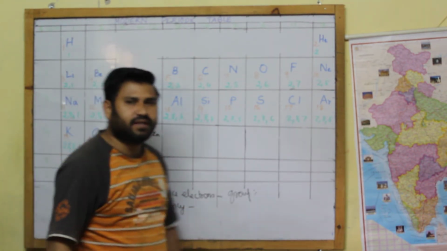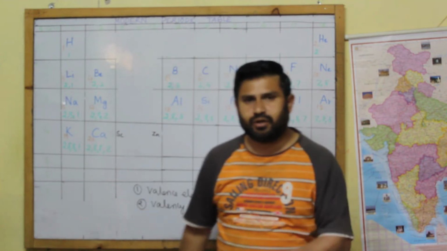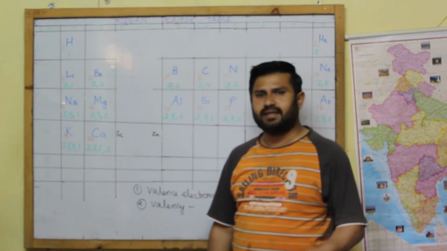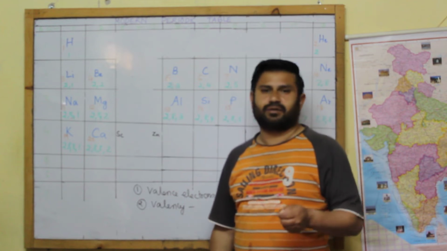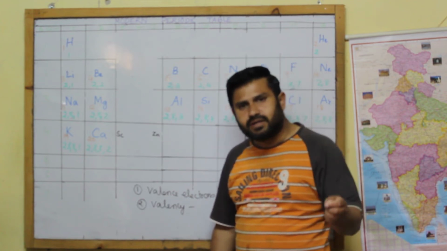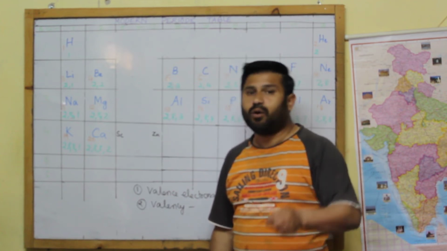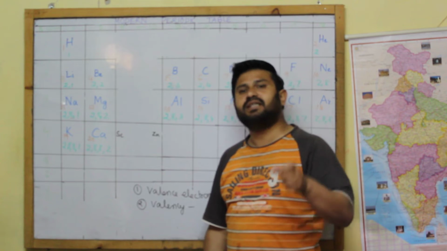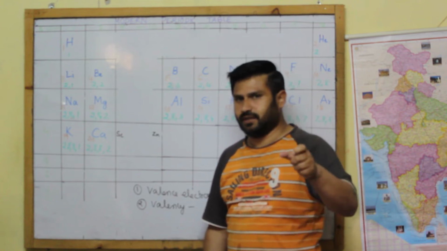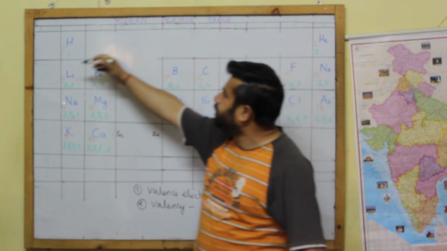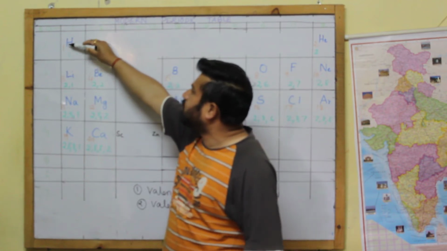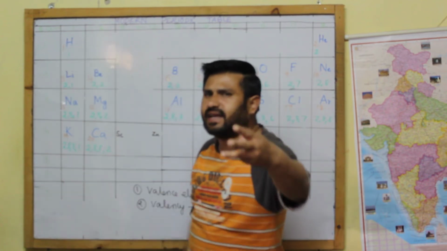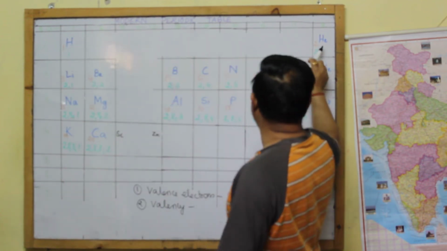We all know the definition of valency. If you are not sure with it, I'll tell you once more what is valency. Just note it down. Valency is the number of electrons an element loses or gains to complete its outermost shell. For example, in period 1, hydrogen has got 1 electron, it needs another 1 electron to be like a noble gas.